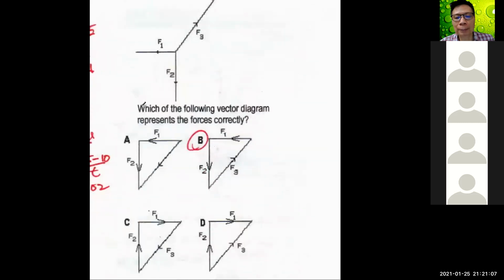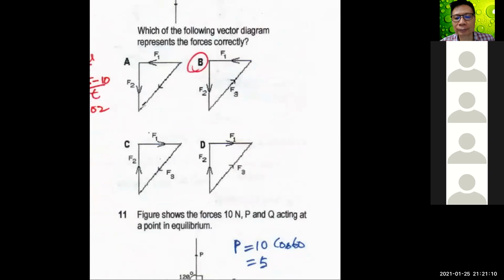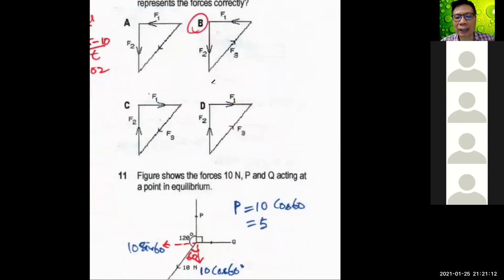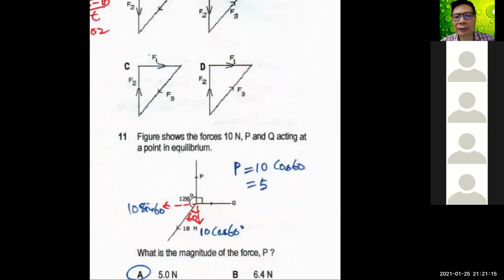Okay, all right, number 11. This one a bit difficult. Now I got a little bit tips here. The answer also came out already. What is the magnitude of force P? Okay, and now you see how to see. You check yourself how to solve the equation. Okay, P is follow y-axis. Don't need resolve. Q follow x-axis, so no need change. Leave it. Only this one need to break out.